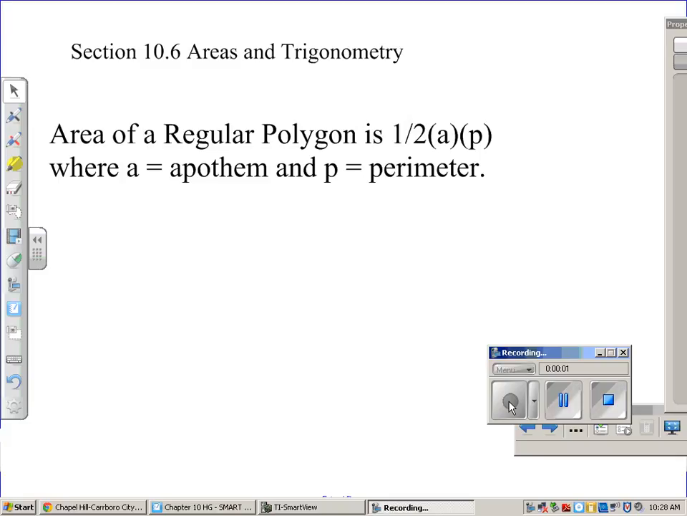Section 10.6, we're learning about areas using trigonometry. So the first thing you need to recall is that the area of a regular polygon is 1/2 times A times P, where A is the apothem and P is the perimeter of the regular polygon.